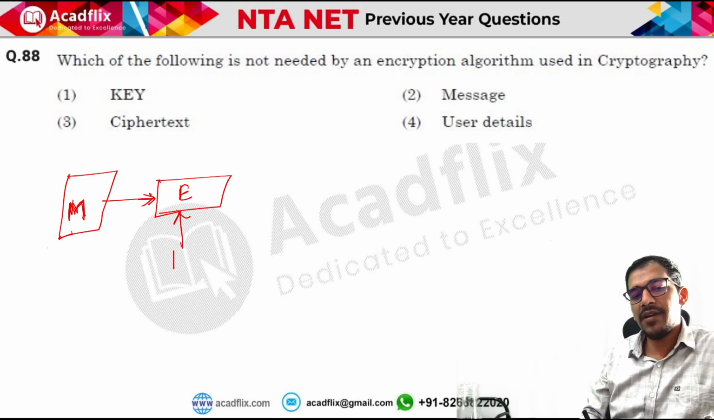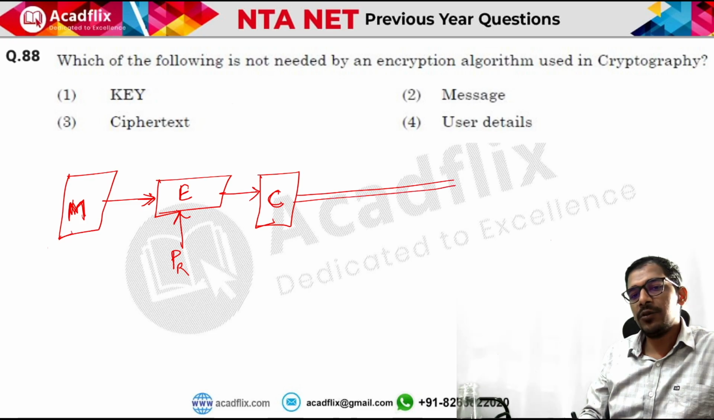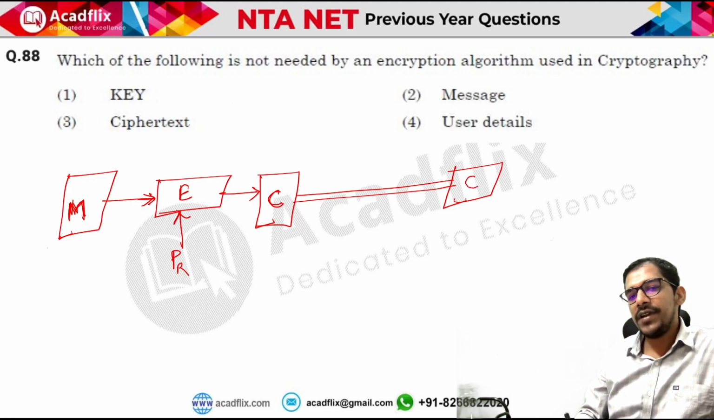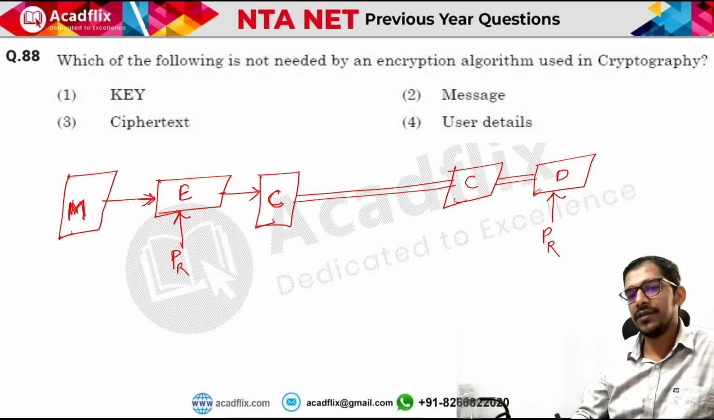Let's say we are using private key cryptography, so it will use the private key to encrypt the message. After encrypting, the message becomes the cipher text. So the encrypted message is called cipher text. Then we transmit it over some secure communication medium to the receiver. On the receiver side we get the cipher text, and we apply the decryption algorithm, which uses the same private key, since we are talking about symmetric key cryptography.